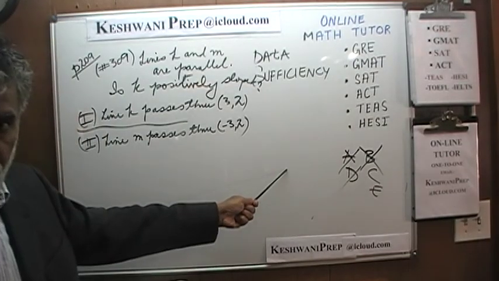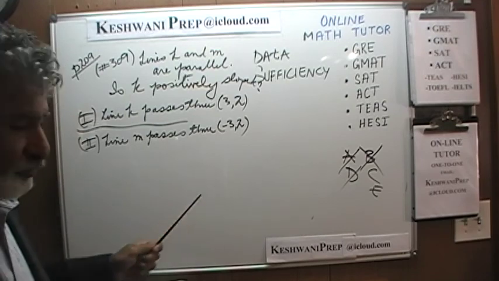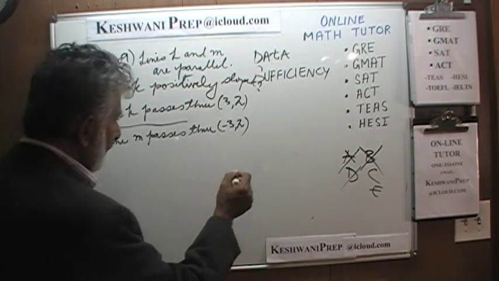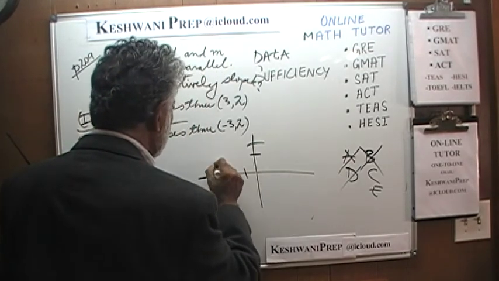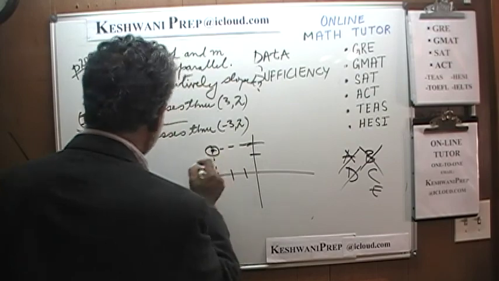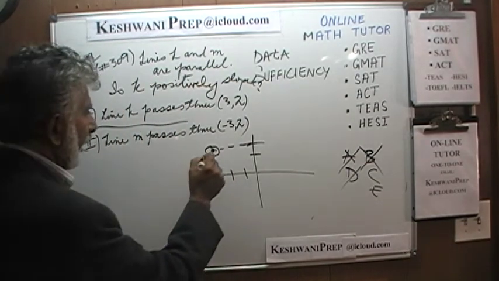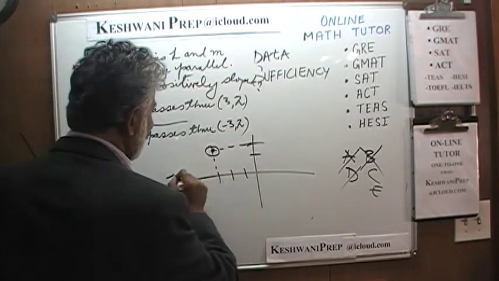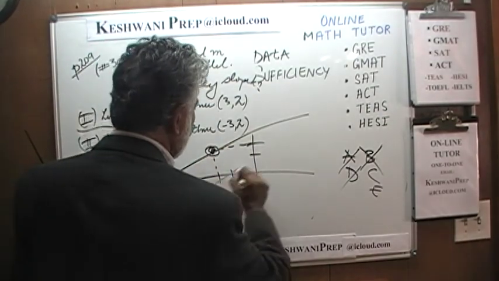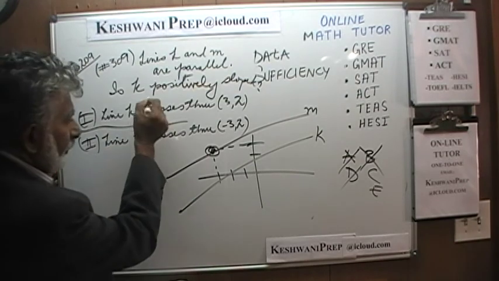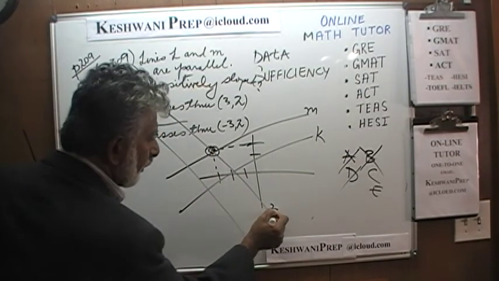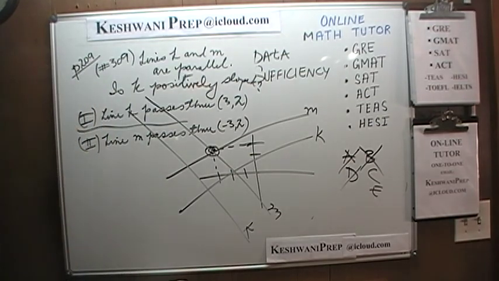And again, what we are about to do is not something you will do in the real exam. This is just to demonstrate and to learn. We can very quickly show that it's not going to be enough. We know M goes through this point. Well, M could be lying like this. Here's your M and here's your K, in which case K is positively sloped. Or M could go like that. There are a million different possibilities, in which case it is negatively sloped. Simply knowing that it goes through one point does not enable us to find out the slope.